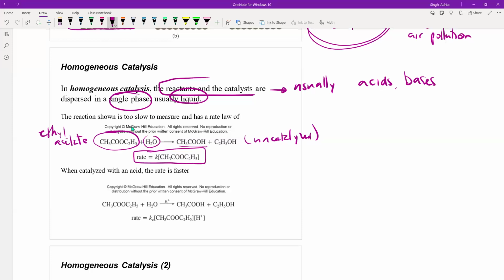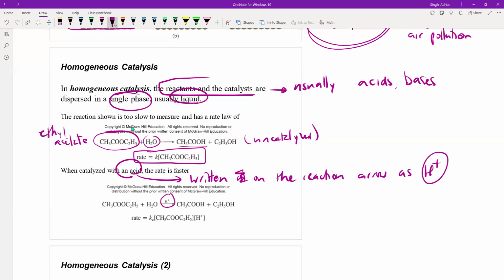This can be catalyzed by an acid, and when you see acids being used as a catalyst, you typically write them on the reaction arrow. If it's an acid, it usually is written just as an H plus, as a proton, because that's what acids do. And here it is, right? There's your H plus on the arrow that tells you this particular reaction is being catalyzed by an acid. It's an acid catalyzed reaction is the way that we would refer to this. Okay. And the rate law for this is actually rate equals Kc.